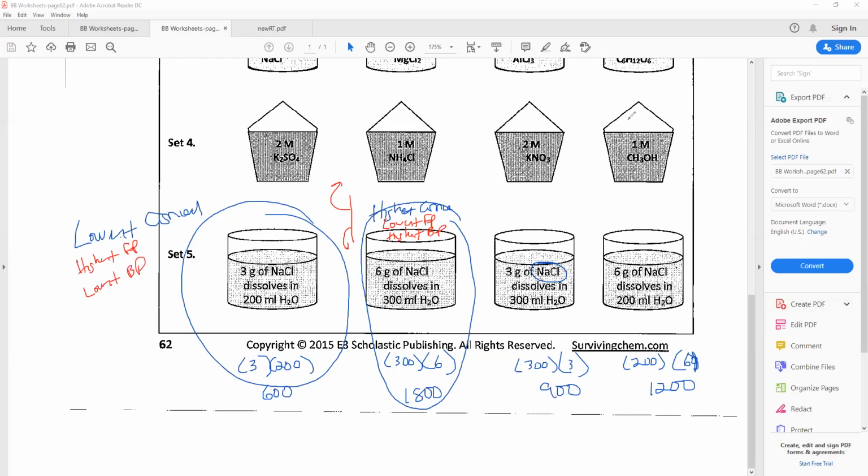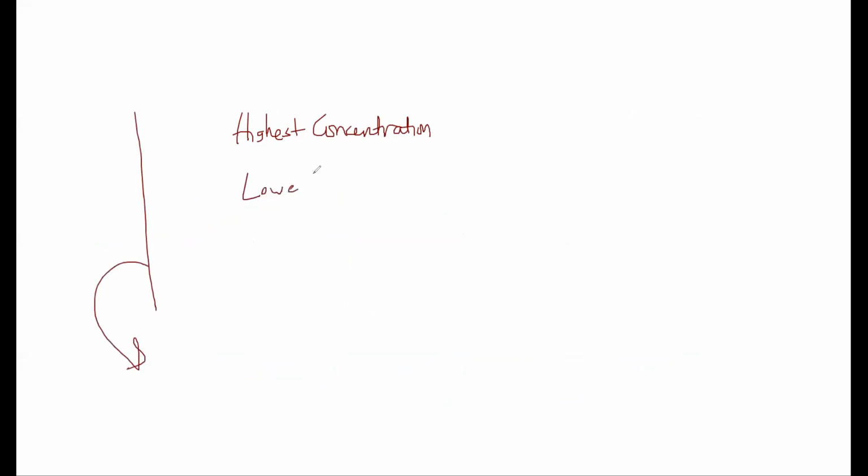So all you have to remember is this. Just write it down in your notebook on the page that you're doing. Okay, so you're going to write down highest concentration. That means lowest freezing point, highest boiling point.